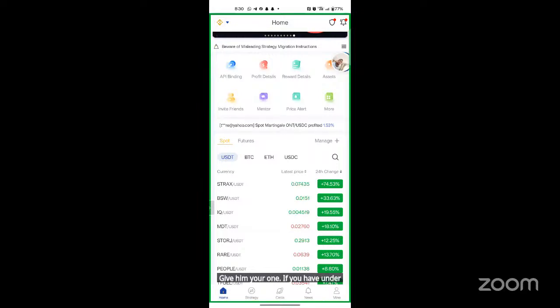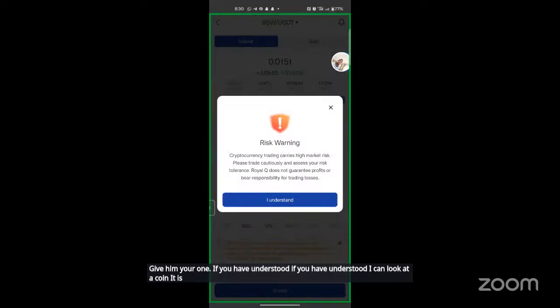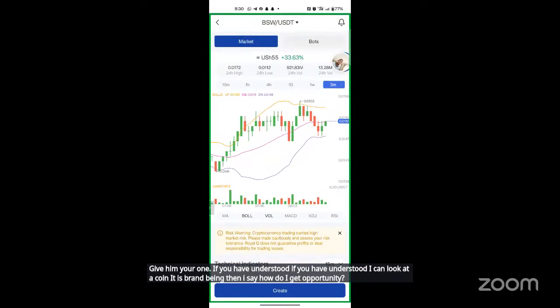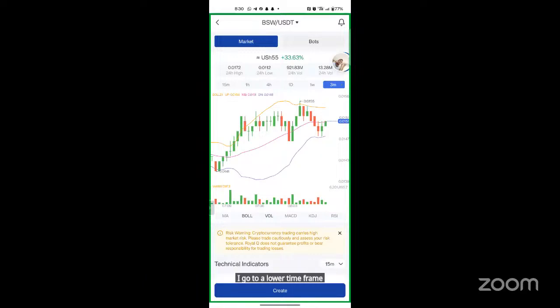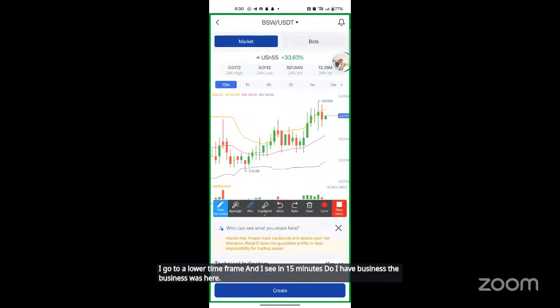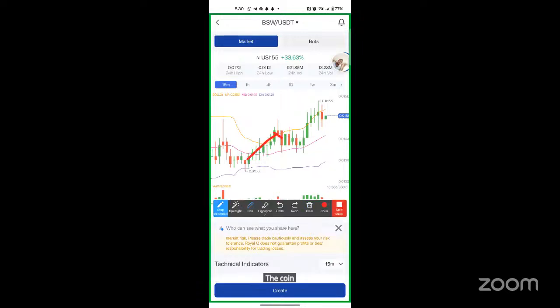So I can look at a coin, it is pumping. Then I ask, how do I get an opportunity? I go to a lower time frame and I see in 15 minutes, do I have business? The business was here. The coin went up, came back to this line, my friend. This was business. I'm done.